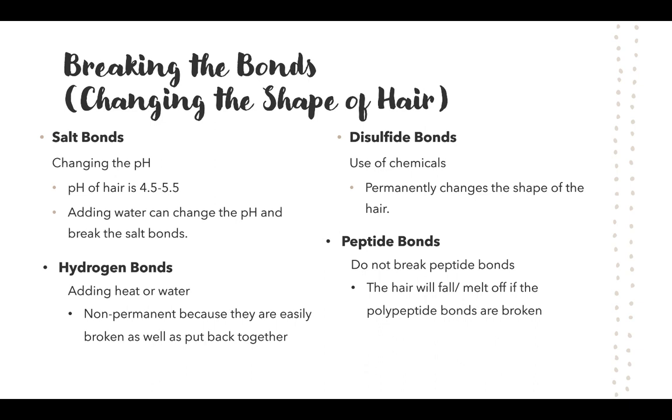Next, we have our hydrogen bonds. We can break these by adding heat or water. They're non-permanent because they are easily broken as well as put back together. Next, we have our disulfide bonds, which can be broken with the use of chemicals. These bonds, when they're broken, can permanently change the shape of the hair. Lastly, we have our peptide bonds. We do not want to break our peptide bonds. The hair will fall/melt off if the bonds are broken.